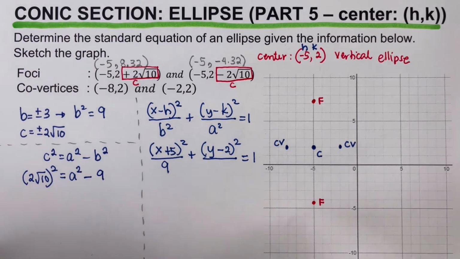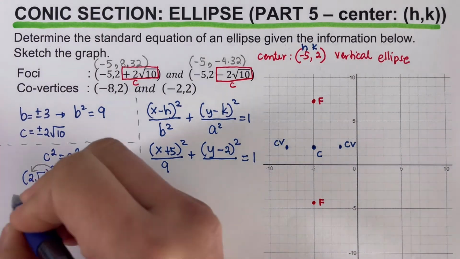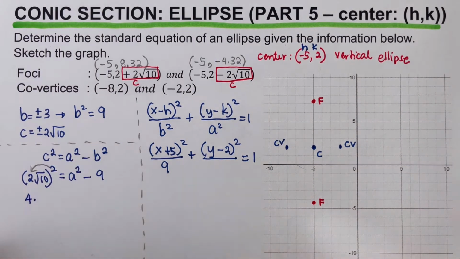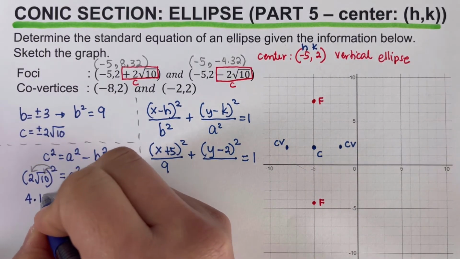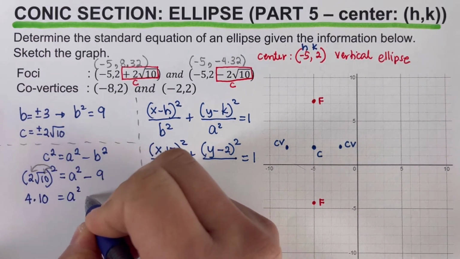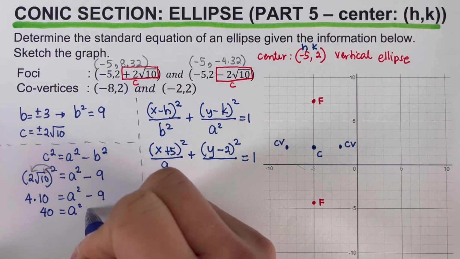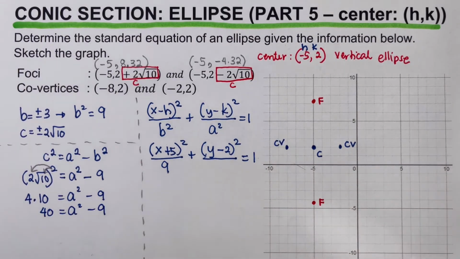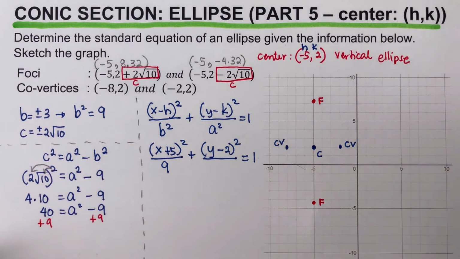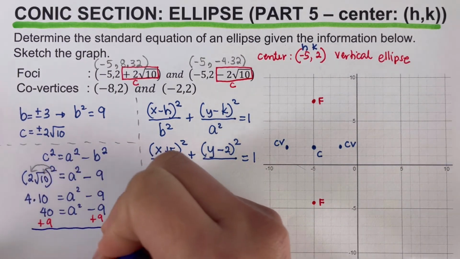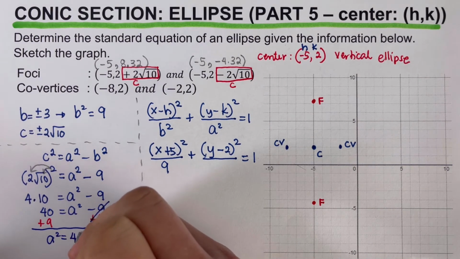Now, if we have 2 square root of 10 squared, 2 squared is 4. So I'm going to write 4 times square root of 10 squared, which is just 10, so I'm going to write 10, and that is equal to a squared minus 9. So this is 40 equals a squared minus 9. We wanted the a by itself, so we're going to add 9 to both sides, plus 9 and plus 9. So then we can go ahead and say that our a squared is 49. So I'm going to write that down here.